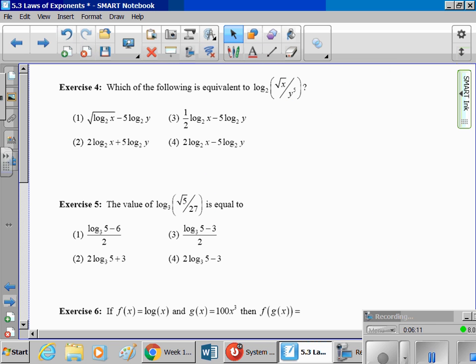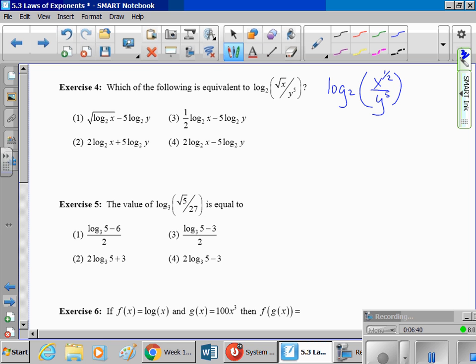Which of the following is equivalent to log base 2 of the square root of x over y to the 5th? The first thing, I'm going to keep reminding you, logarithms are exponents, so we're going to change things to exponent form. I'm going to rewrite this as log base 2, written as a fraction this way. I'm going to rewrite the square root of x as x to the 1/2 over y to the 5th. And again, sometimes if you just rewrite things in your handwriting, it looks much friendlier.